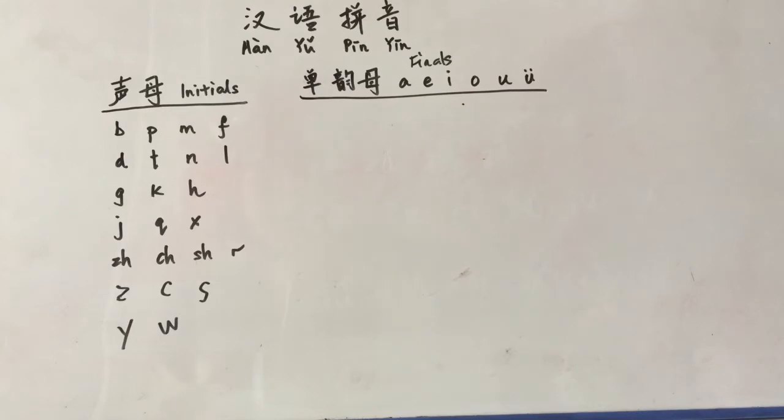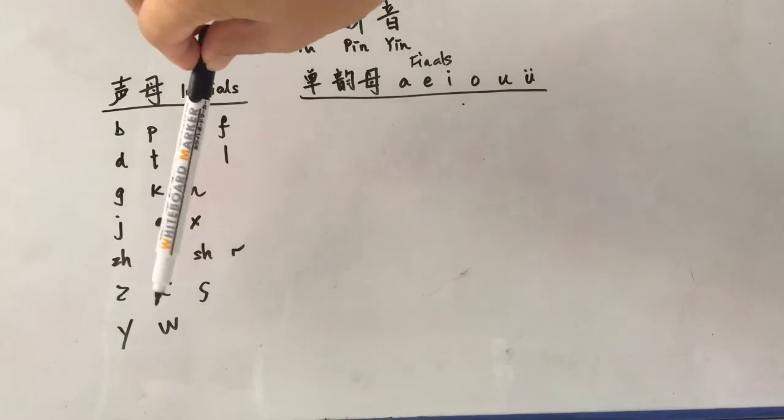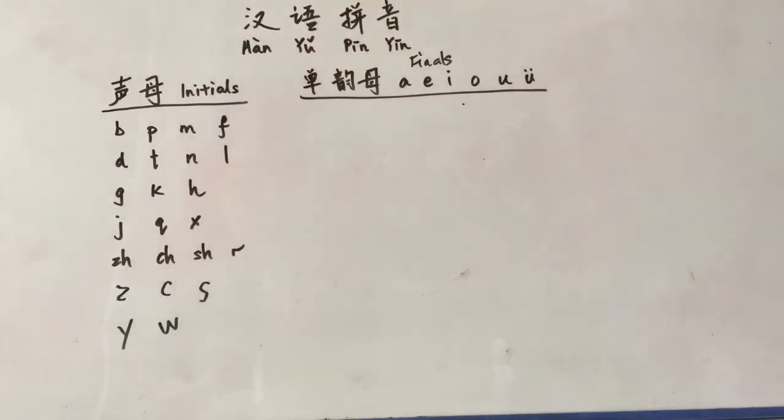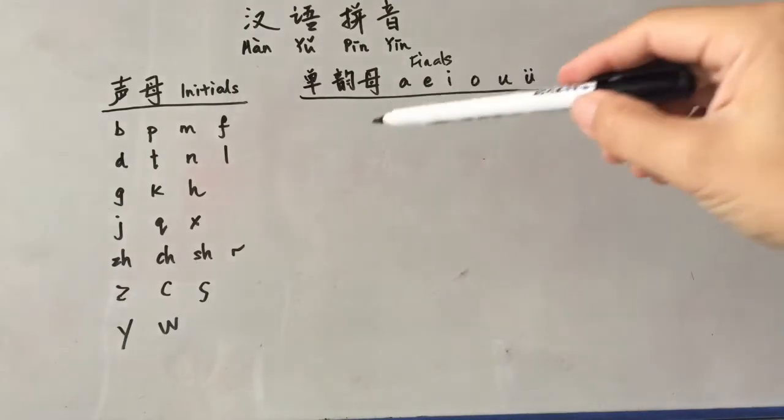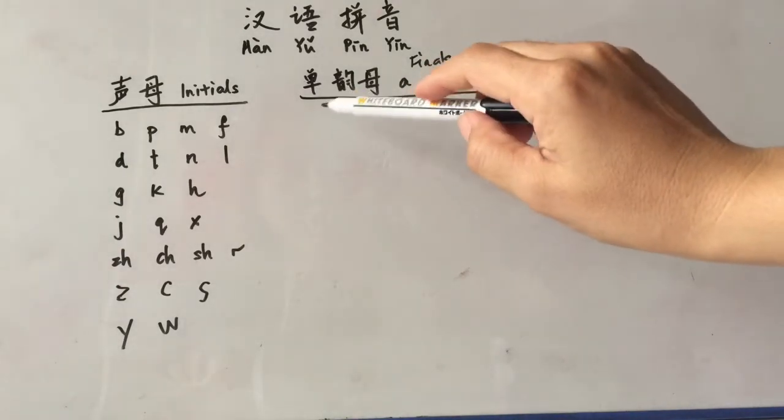Today we will be learning the last two initials. These are all the initials and the last two are Y and W. In fact, I had made a video about Y and W. I will put the link below. You can take a look because in the textbook, I think 1A, two of the pages are teaching Y and W. But here we will learn again in a complete manner. So let's get started.